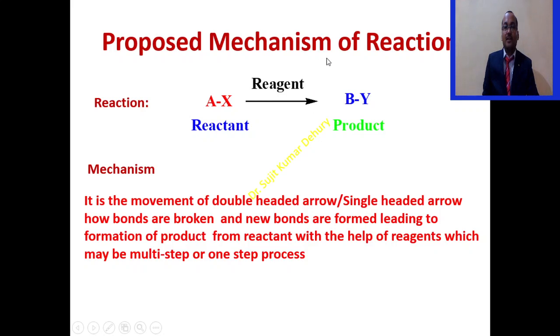Then it will be interesting to know what a mechanism is. So mechanism is the movement of a double-headed arrow or single-headed arrow, showing in which way the bonds are broken and the new bonds are formed, leading to formation of product from reactant with the help of reagents, which may be a multi-step process or a one-step process.